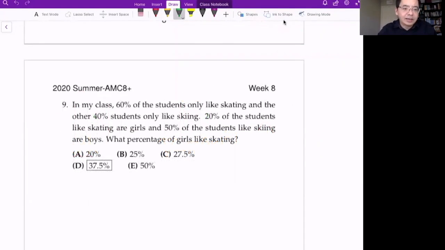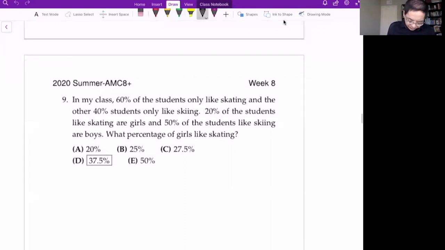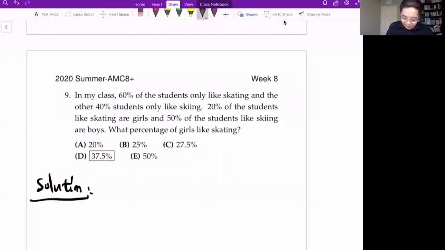Problem number 9 says, in my class, 60% of students only like skating, and the other 40% only like skiing. Among those kids, we also have a certain percentage of boys and girls, and the question is, among all those girls, what's the percentage who like skating? Okay, so we just apply the general formula to calculate the percentage.